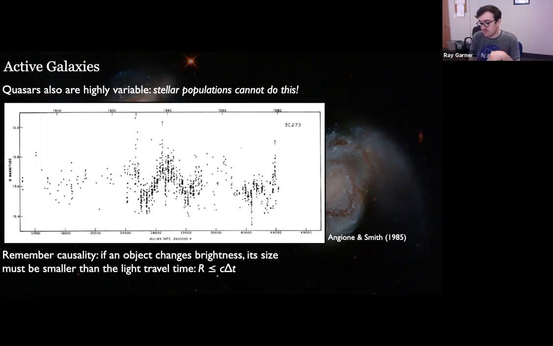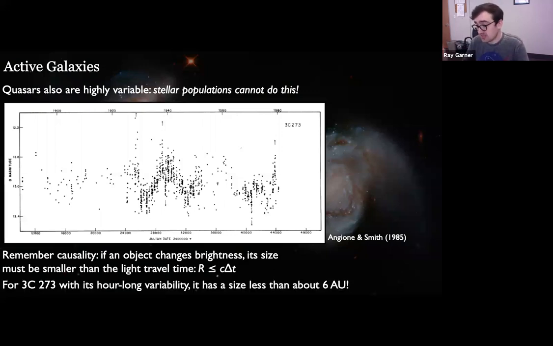And using this logic and the fact that the luminosities of active galactic nuclei sometimes double in a matter of hours, we can conclude that their light sources must be less than a few light hours across. In other words, the incredible luminosities of these active galactic nuclei and quasars are being generated in a volume of space no bigger than our solar system. So for 3C273, with its hour-long variability, it has a size of less than about 6 AU. That is about the size of the solar system out to Jupiter's orbit.